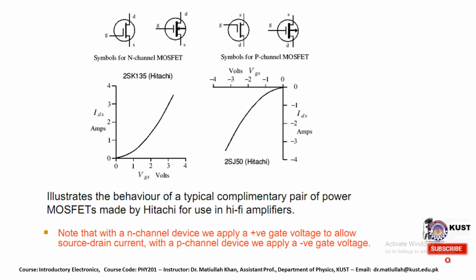So for an n-channel device, we apply a positive gate voltage to allow source-drain current. With a p-channel device, we apply a negative gate voltage. Correspondingly, looking at the p-type and n-type channels, we can change the polarity and move the current, but keep in mind the current will often move from source to drain, and we can control the magnitude of current with the help of the gate.